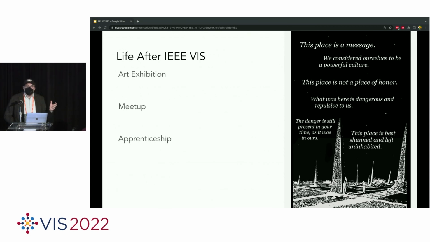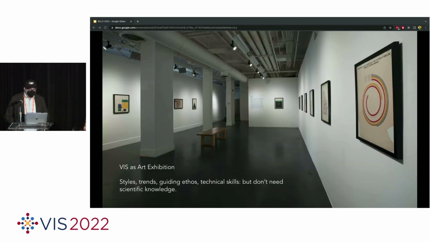So think about which of these models you find personally interesting or discomforting, and why. Right, so the first is Viz just as an art exhibition. So instead of reviewers, we have curators and judges. So we're not doing scientific progress, we're instead building up these personal positions and themes and technical skills.